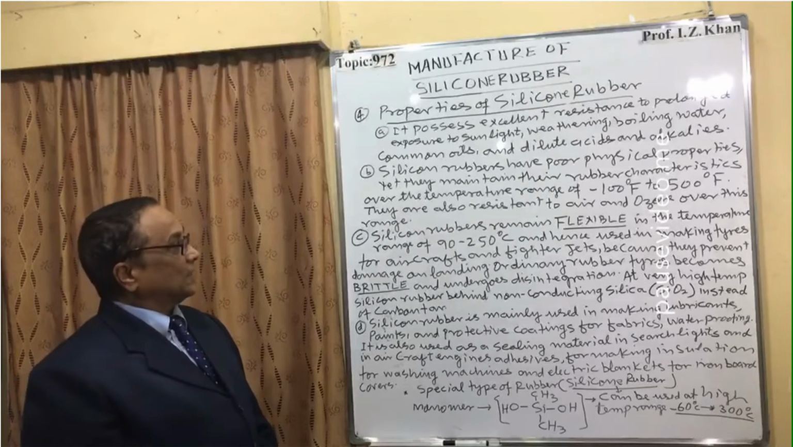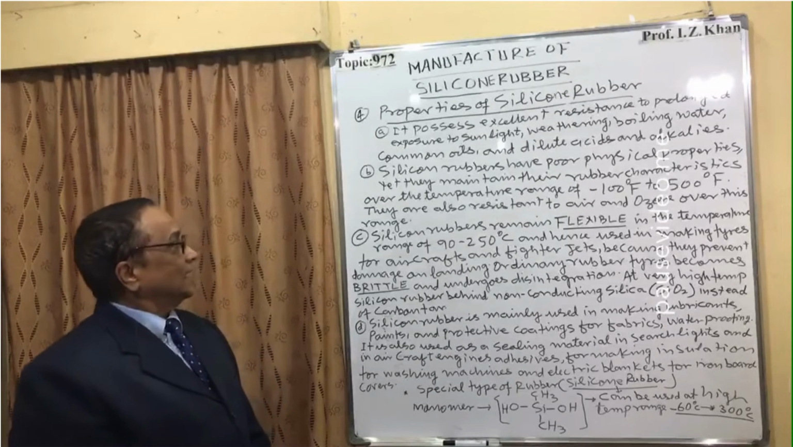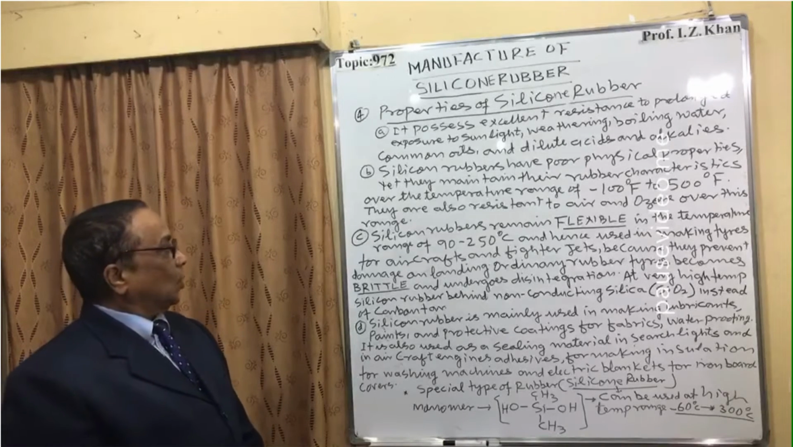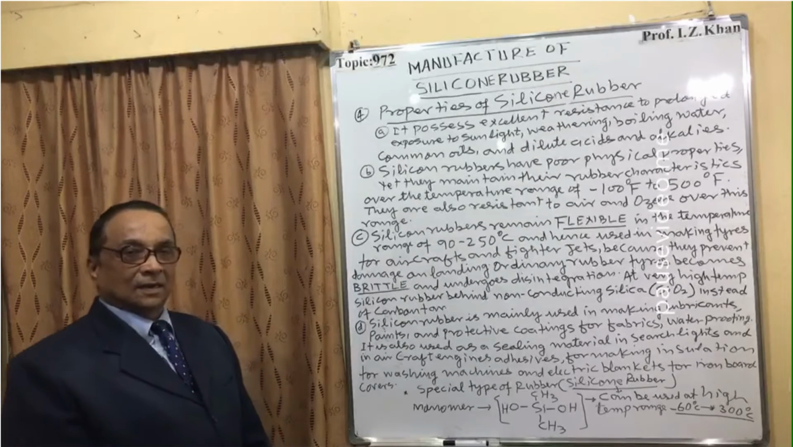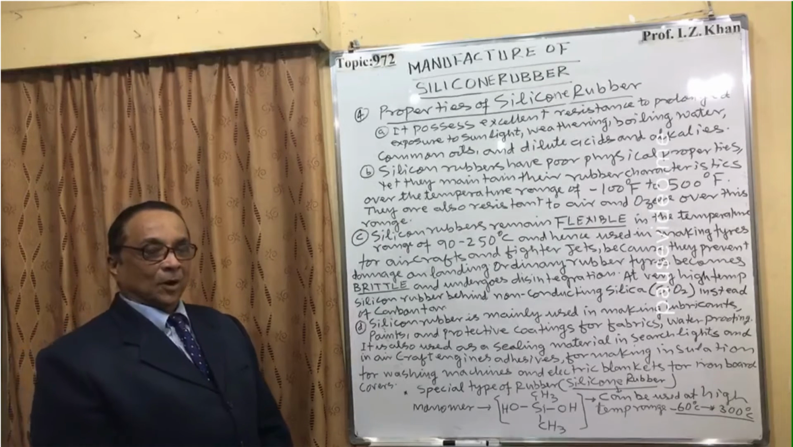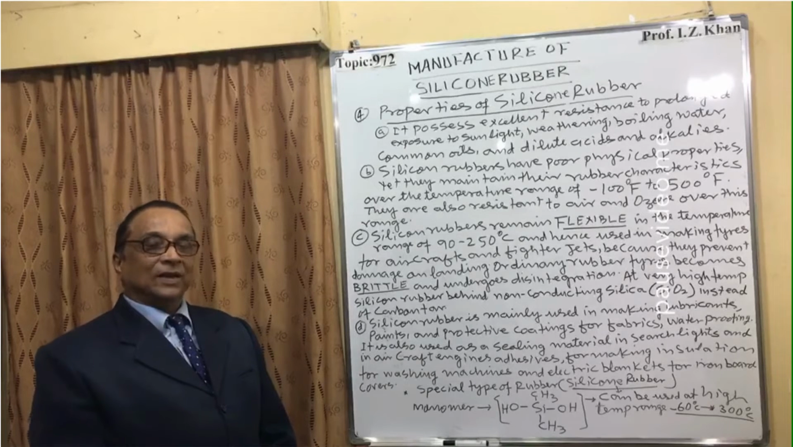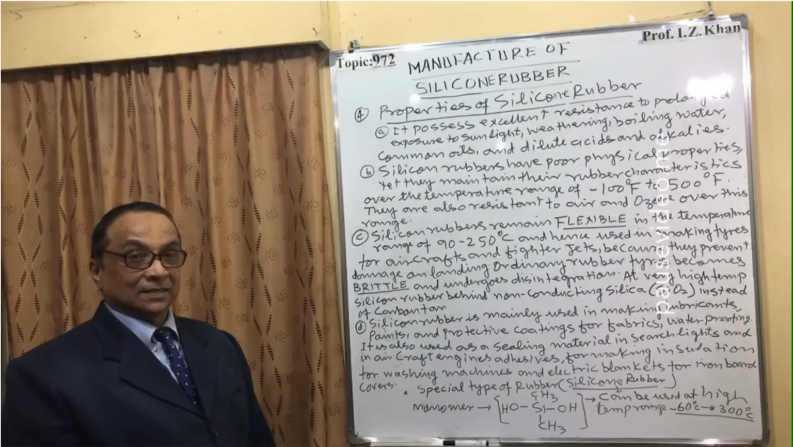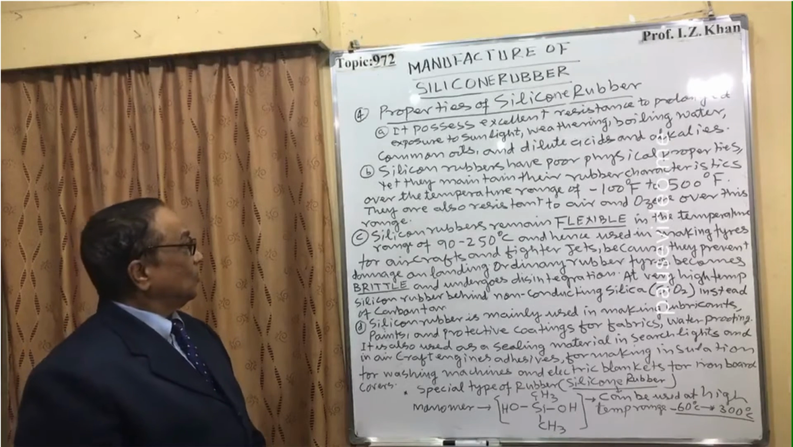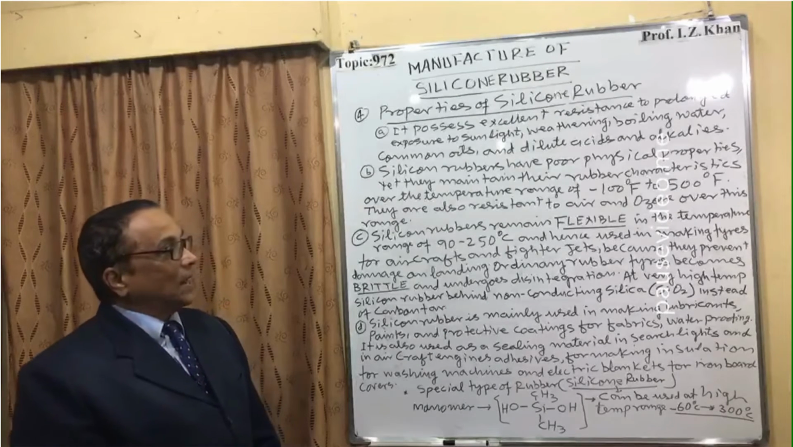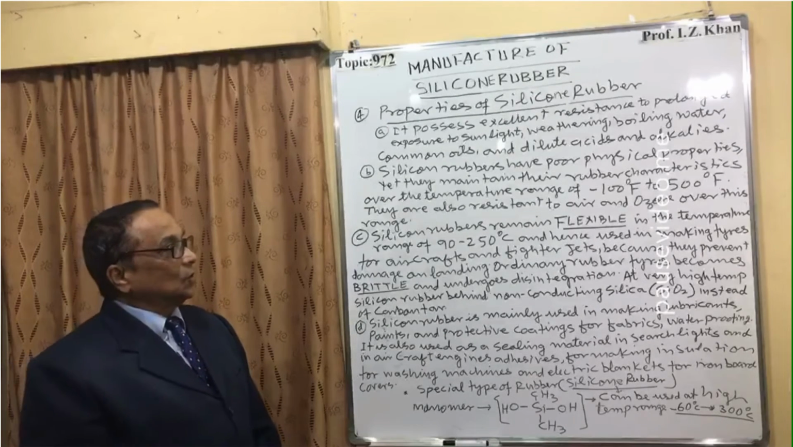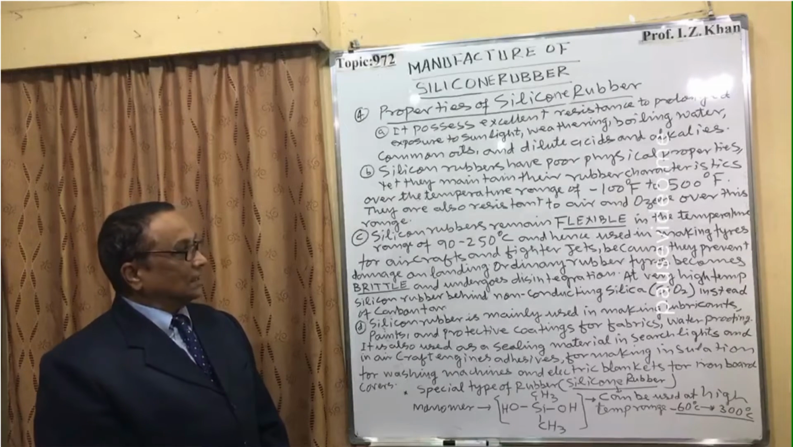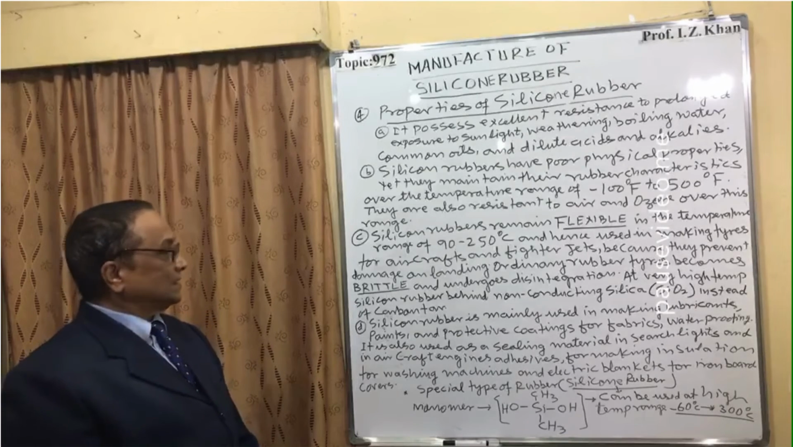B, silicone rubbers have poor physical properties, yet they maintain their rubber characteristics over the temperature. The main and most important property of this silicone rubber is at very high range of temperature, its properties are maintained, it is normal and tough. So over the temperature range of minus 100 degree Fahrenheit to 500 degree Fahrenheit, they are also resistant to air and ozone over this range.